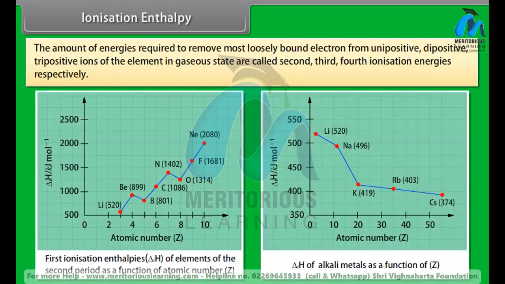the amounts of energy required to remove the most loosely bound electrons from unipositive, dipositive, tripositive ions of the element in gaseous state are called second, third, fourth ionization energies respectively. It may be noted that ionization energy 3 is greater than ionization energy 2, which is greater than ionization energy 1.